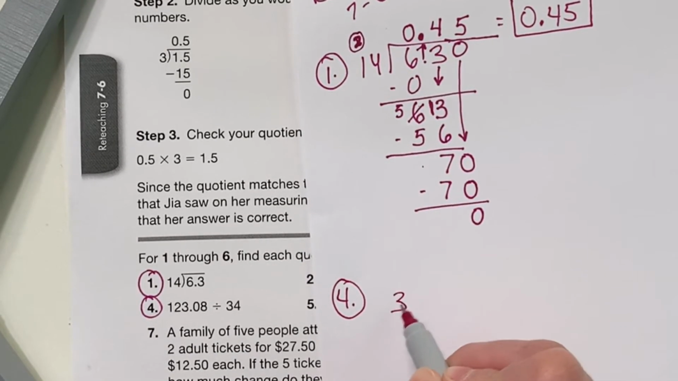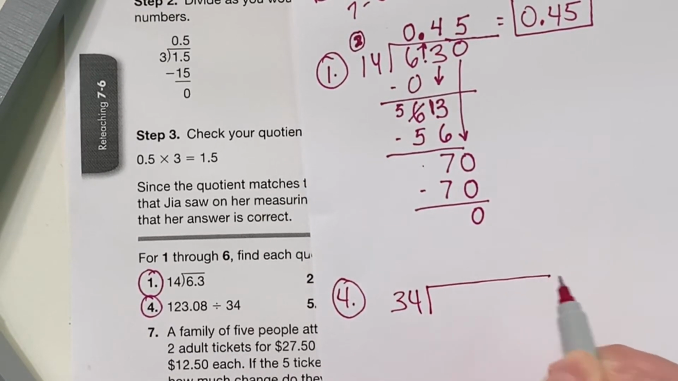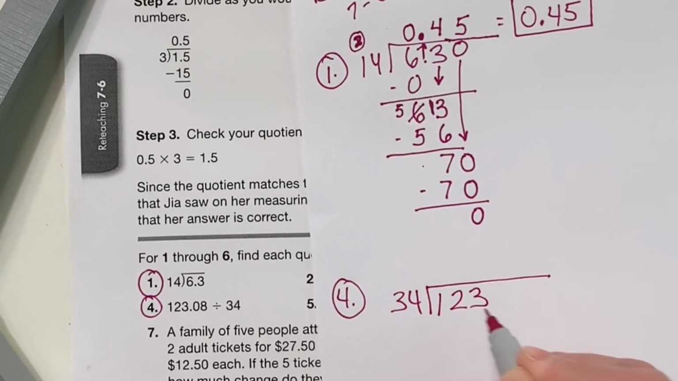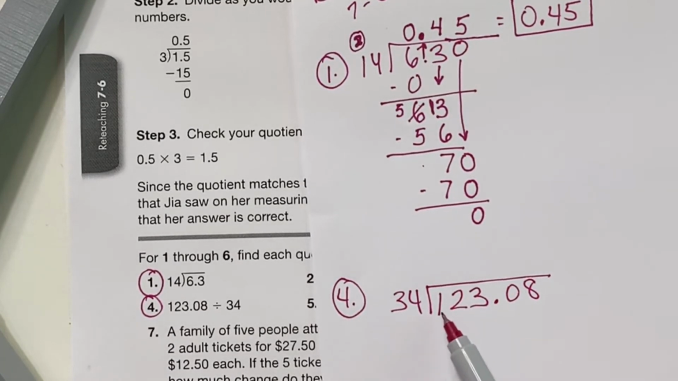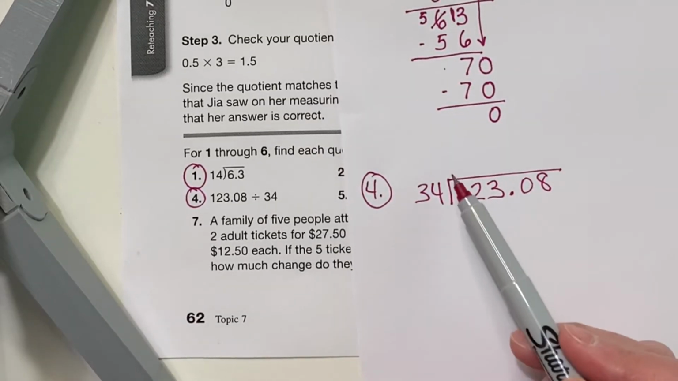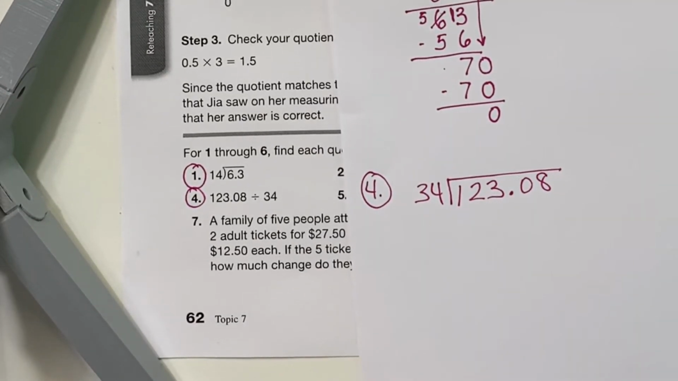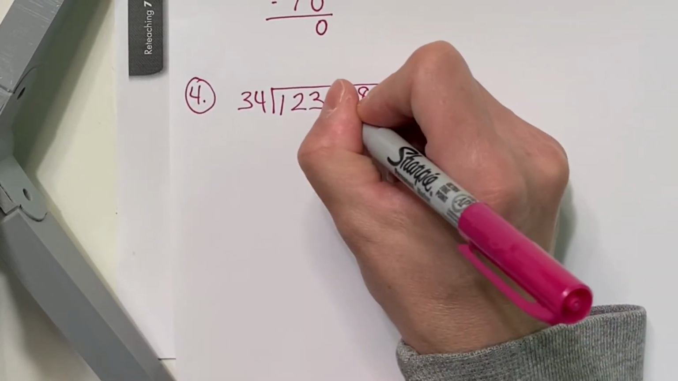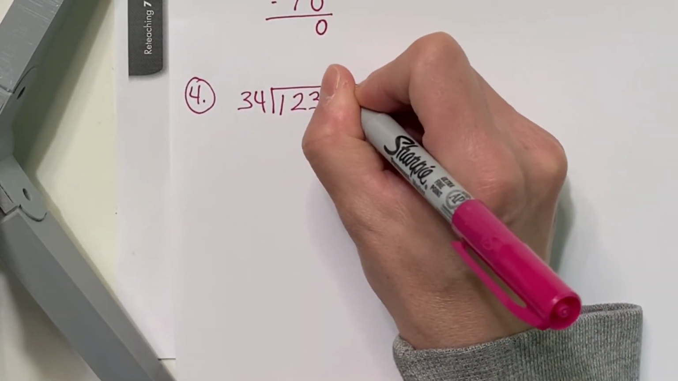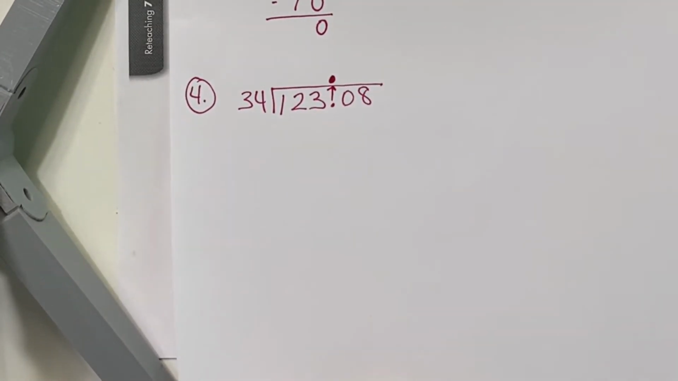So my 34 goes on the outside of the bracket. And 123 and 8 hundredths goes on the inside. This is my dividend. This is my divisor. And the answer we get is called a quotient. Little review there for you. Okay, so now you bring your decimal straight up from where it is. There's its new home, and it does not move from there.